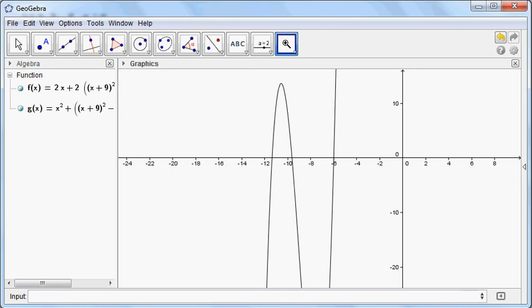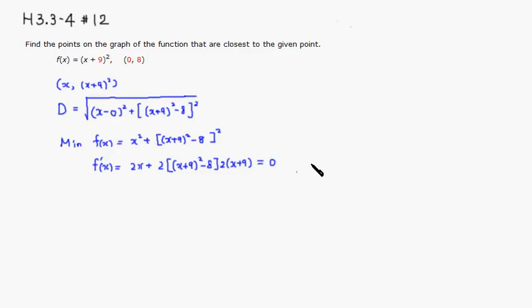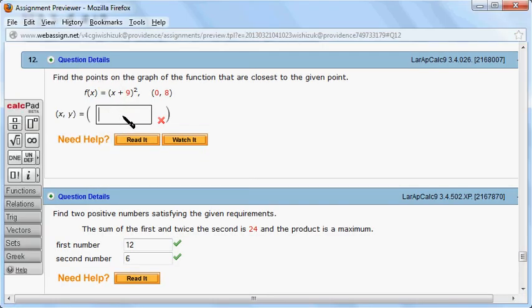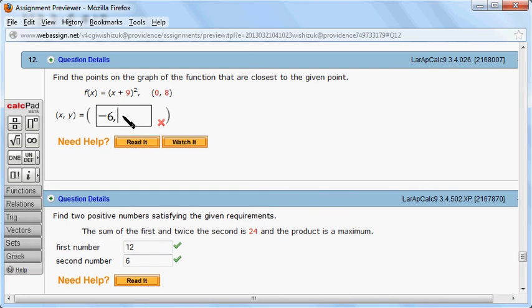So going back, this will give you x equals -6. So the y value would be just f of -6, which is -6 plus 9, which is 3 squared, so that's going to be 9. Let's check the answer. So it's -6, comma 9.